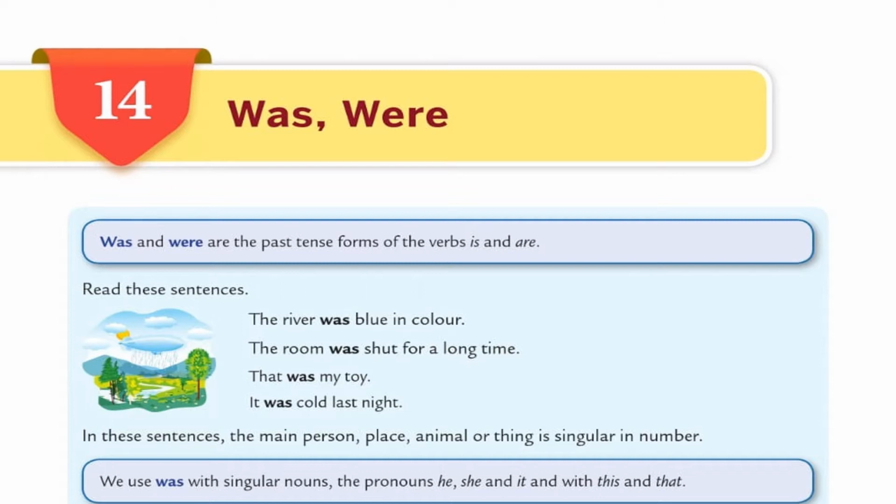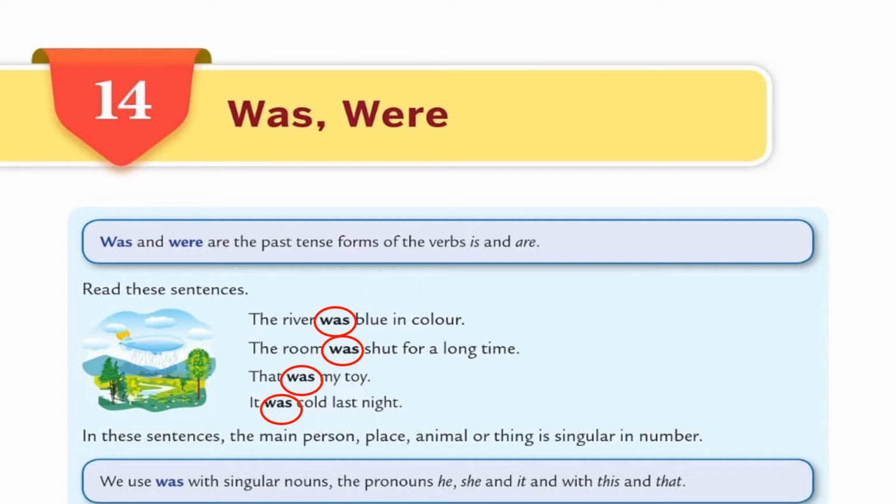The river was blue in color. The room was shut for a long time. That was my toy. It was cold last night. So you can see in all these sentences the word was is used.